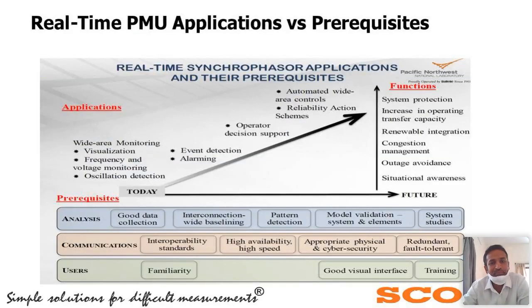So when it comes to PMU applications, I was telling you what we are doing right now with the PMU and what the actual purpose of using the PMU is for the network or the grid system. Right now, on the left side, you can see the applications we are using today: the wide area monitoring system is only used for visualization, frequency and voltage monitoring, and oscillation detection. These are the main purposes right now. We are just collecting the data and storing it.